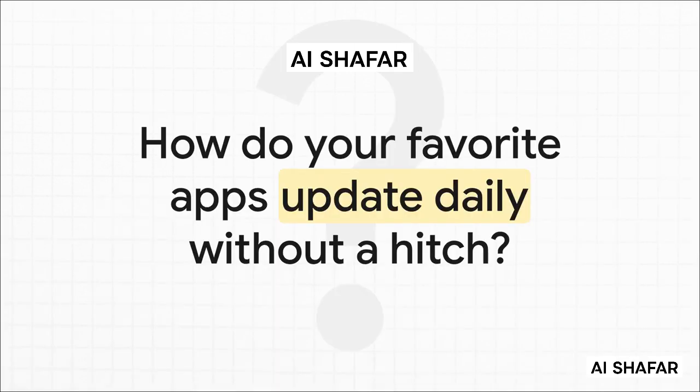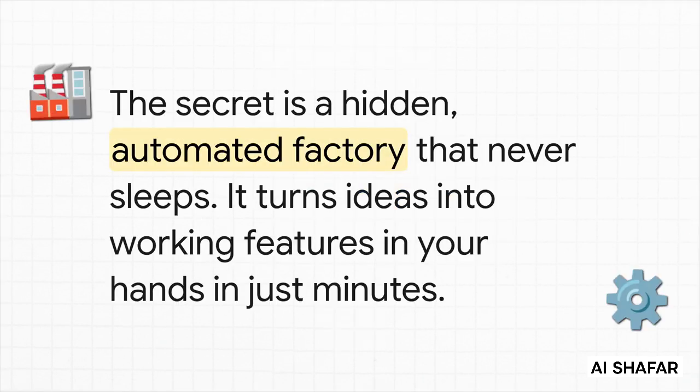I mean, really think about it for a second. You wake up and boom, there's a new feature on your phone, a bug is fixed, the whole interface just feels a little slicker. How on earth do companies push out these constant improvements so fast and so smoothly without everything just breaking? Well, the secret is to imagine a kind of sophisticated, fully automated assembly line for code. It's this digital factory that takes a developer's idea and, in a series of steps, turns it into a working feature in your hands. And sometimes this all happens in just a matter of minutes.